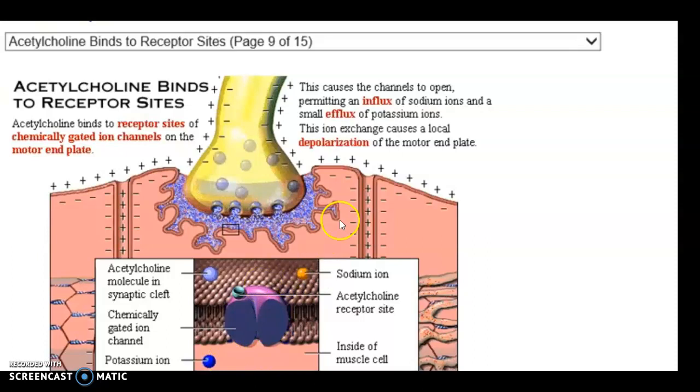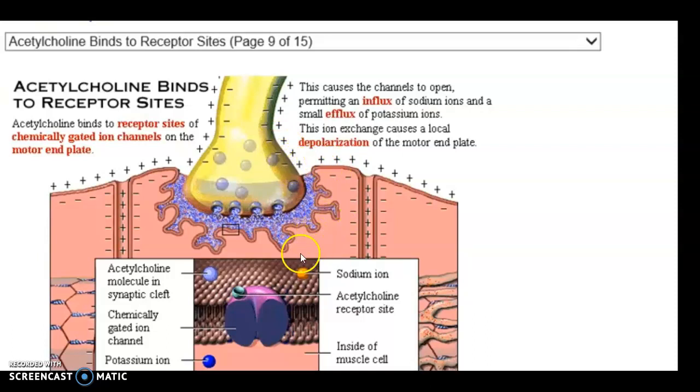So therefore, since we're negatively charged on the inside, if I get more of a positive ion coming in than leaving, then eventually, if enough rushes in, I will depolarize it, and for a short period of time we would have that positive charge on the inside where that's happening.